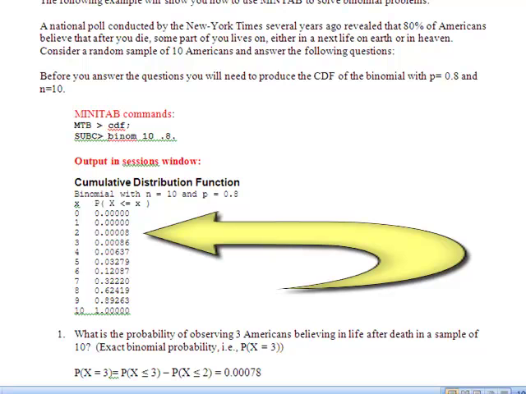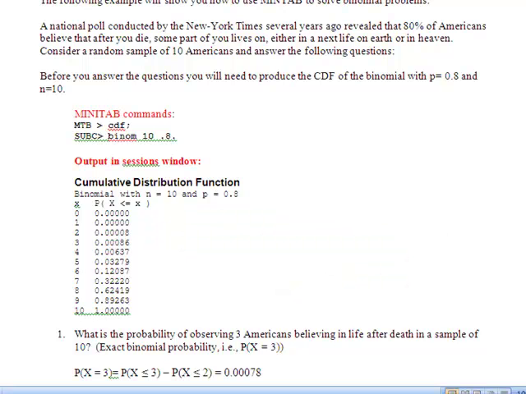So let's see how we would answer some questions. First of all, what's the probability of observing 3 Americans who believe in life after death in a sample of 10? So that's an exact binomial, the probability that x equals 3. The way we would solve this is we'd say the probability that x is less than or equal to 3, and subtract off from that the probability that x is less than or equal to 2. So we'll be left just with exactly 3.